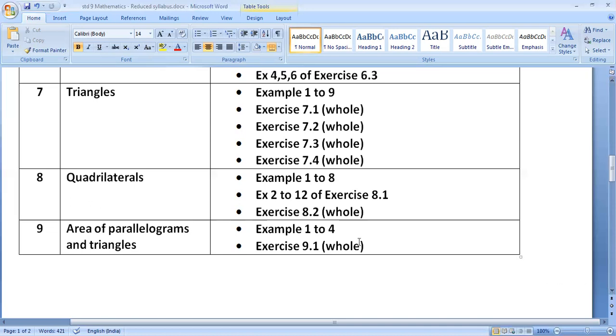So as we have mentioned here, all the examples, that is examples 1 to 6, we have discussed. Along with that, 7 and 8 are also excluded. That is, examples 1 to 8 are excluded. In exercise 8.1, you have to prepare question number 1. It means questions 2, 3, 4, 5, 6, 7, 8, 9, 10, 11 and 12 are all excluded from the syllabus.